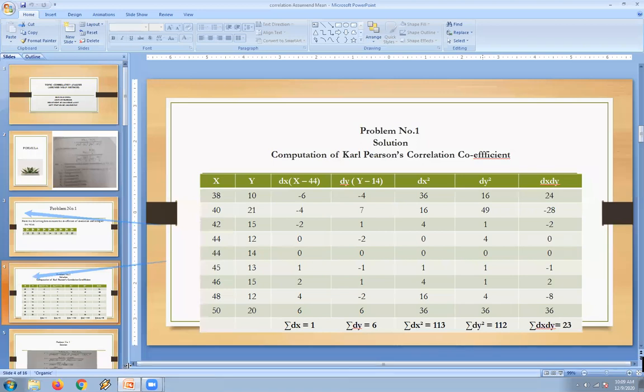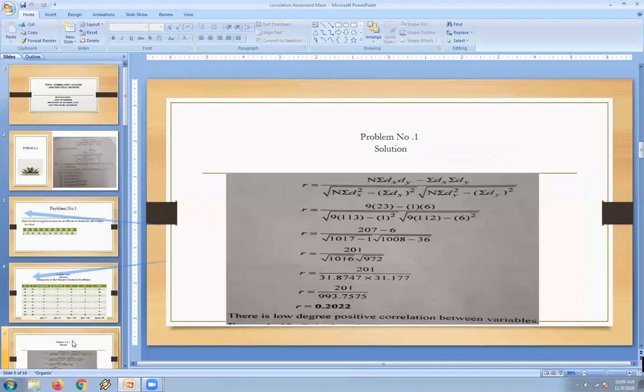So this is how we have to calculate all the values by using the table. That is also very important here. And see, now we have to substitute in the formula. So we have taken the first formula, that is for the assumed mean method: r equals n into sigma dx dy minus sigma dx into sigma dy, divided by square root of n sigma dx square minus sigma dx whole square, again root of n sigma dy square minus sigma dy whole square.